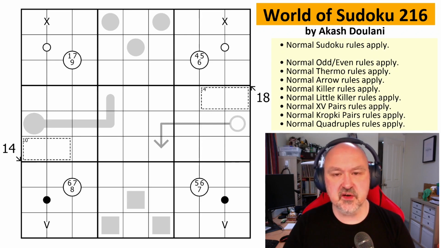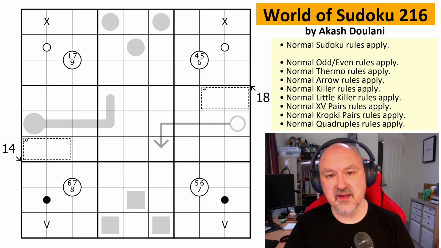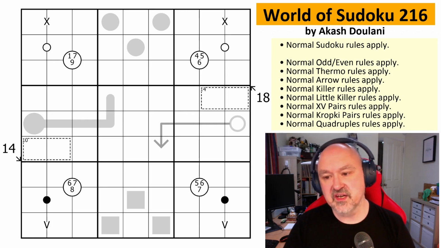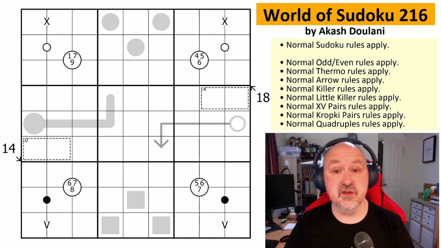Akash has set quite a few puzzles over the years, and you can go to Akash's blog, which is listed below. I'll put a link in the description, where he regularly posts puzzles for people to solve. And Akash has been featured everywhere many times. Akash has also released 5 Sudoku books with lots of puzzles to solve.